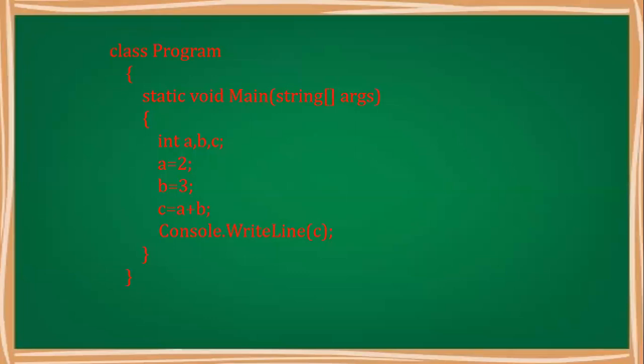Here we have written Console.WriteLine c. Remember one thing: inside the Console.WriteLine method, if you directly pass a variable, whether it is of any type, it prints that variable's value on the command prompt. If you want to pass some actual value in WriteLine, then we have to pass the value as a string.